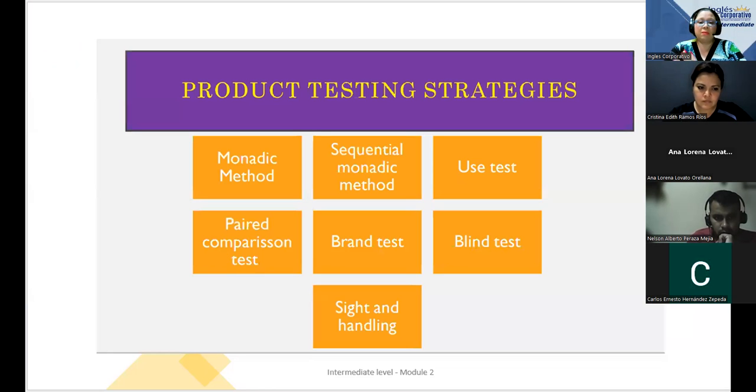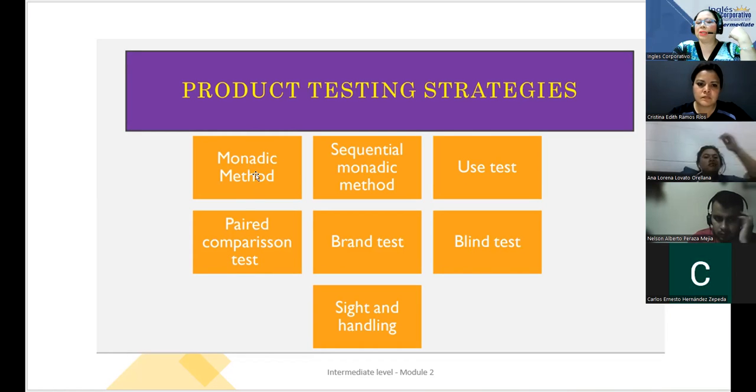So let's remember a little of vocabulary with the strategies. Okay, strategies. Let's remember these terms. Monadic method, right? Monadic method. Remember, only one product, only one concept, only one aspect, or only one feature, or maybe all the features, but in one simple survey, right? Or in one simple observation also. Well, you can combine, but monadic method, only one. Sequential monadic method, one after one, one after one, not making comparisons. Okay? No comparisons. Sequential monadic method, no comparisons.